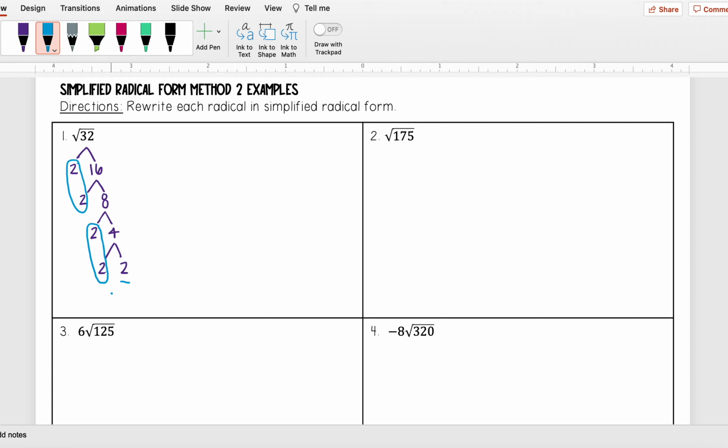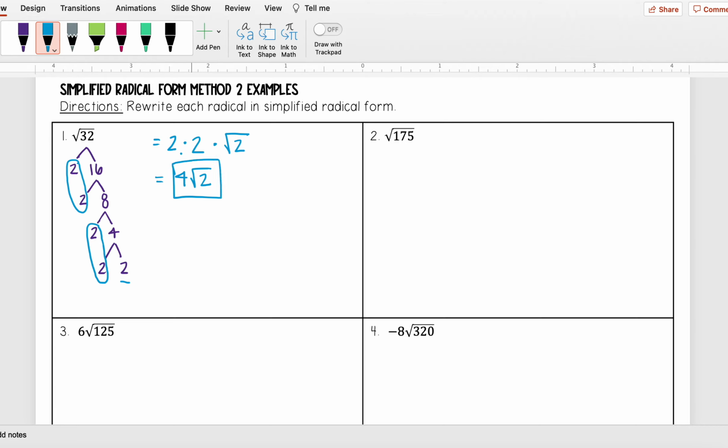And so the trick here is that for each pair, I can only take out one of that number. So I have a pair of 2's here, so that means that I can take out 1, 2 in the front of my radical. I have a second pair of 2's, so I can take out 1, 2 in front of my radical. The numbers that didn't get a pair, so here my 2 did not get a pair, that's going to stay underneath my radical. And then my last step here is I just need to multiply these 2 numbers out in front. So 2 times 2, I get 4 square root of 2.